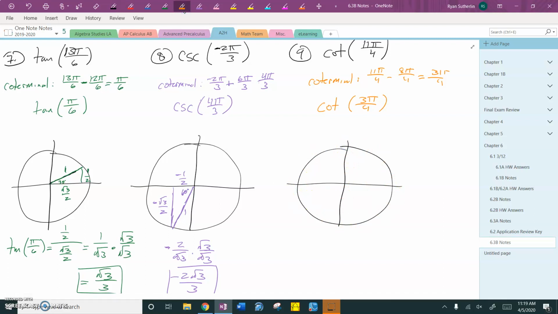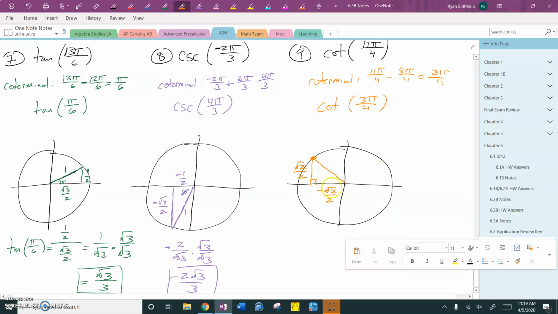And 3 pi over 4, this is 1 pi over 4. Here's 3 pi over 4. At that value, we have the x is negative root 2 over 2. The y is positive root 2 over 2. Cotangent is x over y. So something that's negative divided by itself, which is positive, we get that value is negative 1. So I hope you were able to get a few of those.